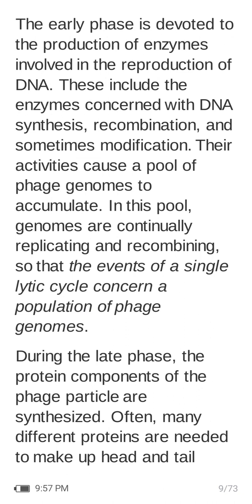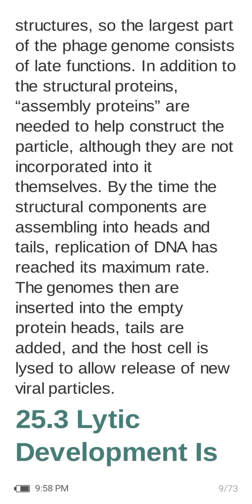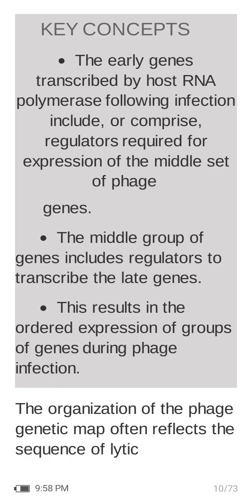Often many different proteins are needed to make up head and tail structures, so the largest part of the phage genome consists of late functions. In addition to the structural proteins, assembly proteins are needed to help construct the particle, although they are not incorporated into it themselves. By the time the structural components are assembling into heads and tails, replication of DNA has reached its maximum rate. The genomes then are inserted into the empty protein heads, tails are added, and the host cell is lysed to allow release of new viral particles. The lytic cycle is controlled by a cascade.